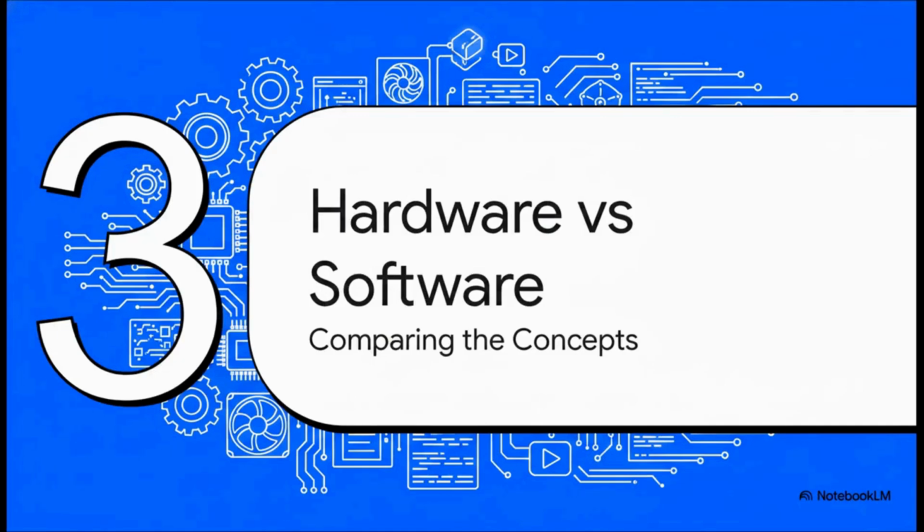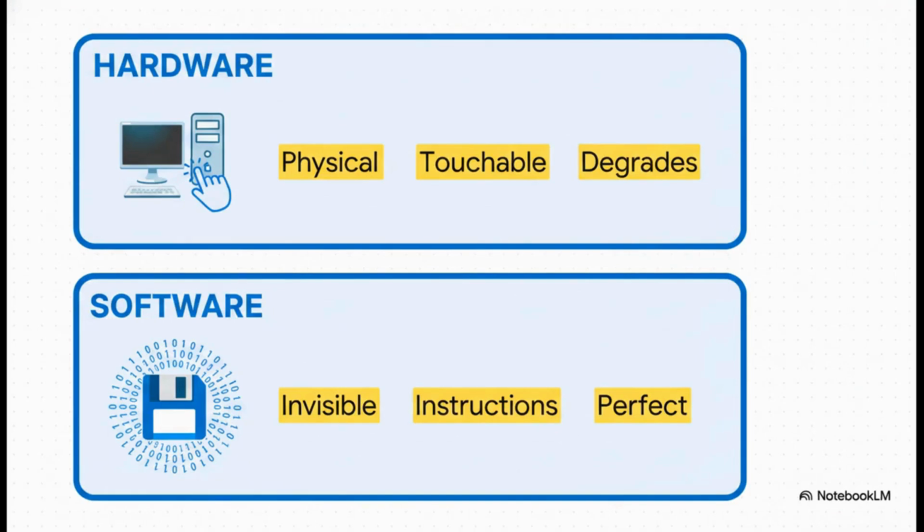All right, Section 3, Hardware versus Software. Let's put them head to head. Let's break down the key differences here. Hardware relies on physical components, while software is just the instructions. You can actually touch hardware, but software is totally invisible. Crucially, hardware physically degrades over time. Keys break, screens crack, while software never physically wears out. And finally, hardware is split into input and output devices, while software is split into system and application types.